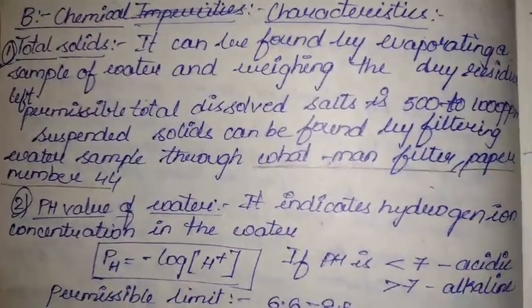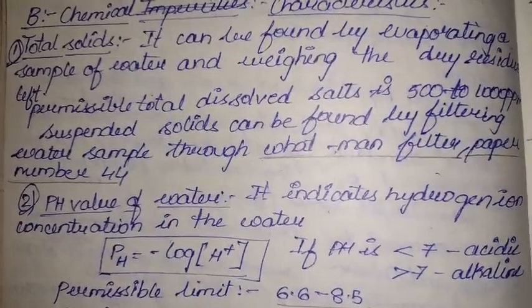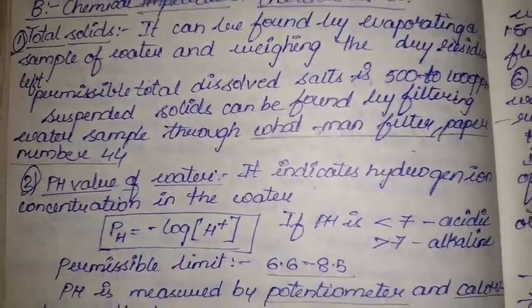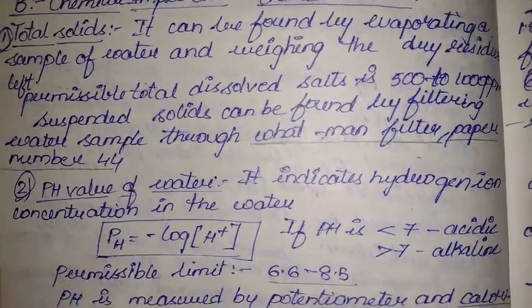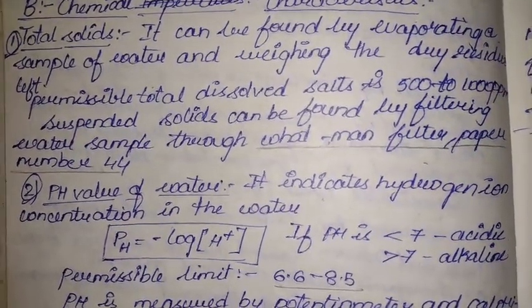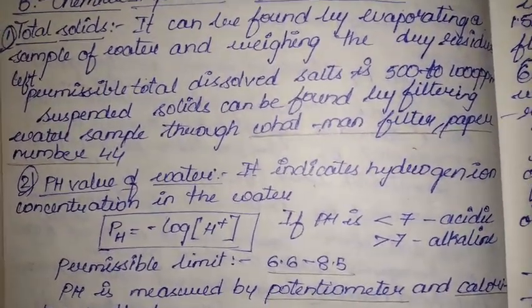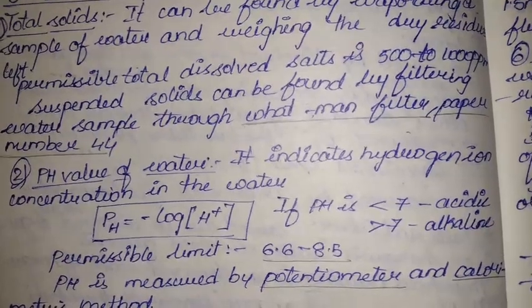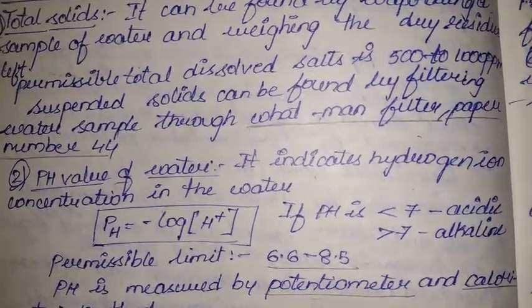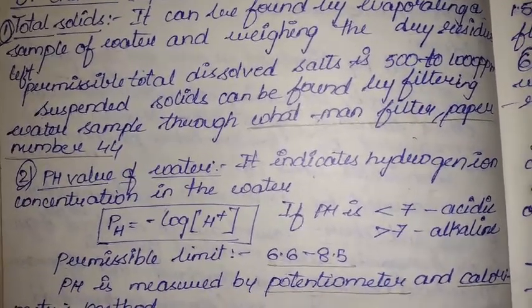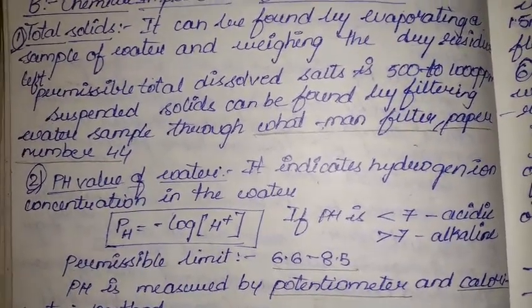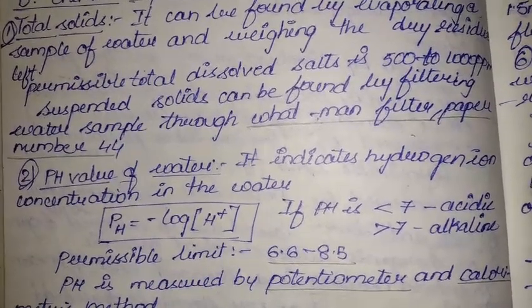So, coming to the main part, we have chemical characteristics to discuss today. So, we have total solids. It can be found by evaporating a sample of water and weighing the dry residue left. The permissible total dissolved salts is 500 to 1000 ppm. Suspended solids can be found by filtering a water sample through Whatman filter paper number 44.